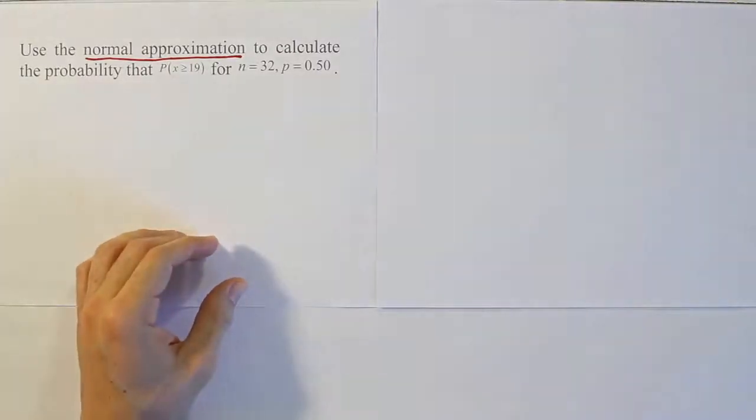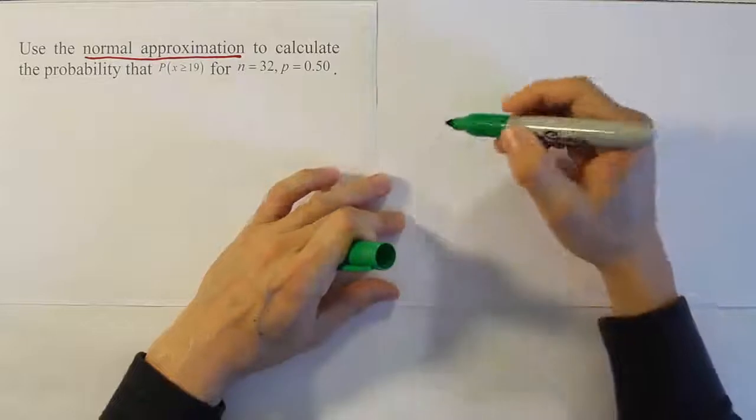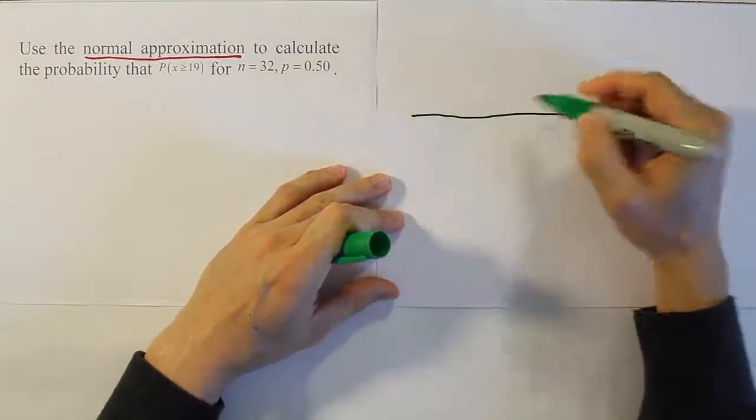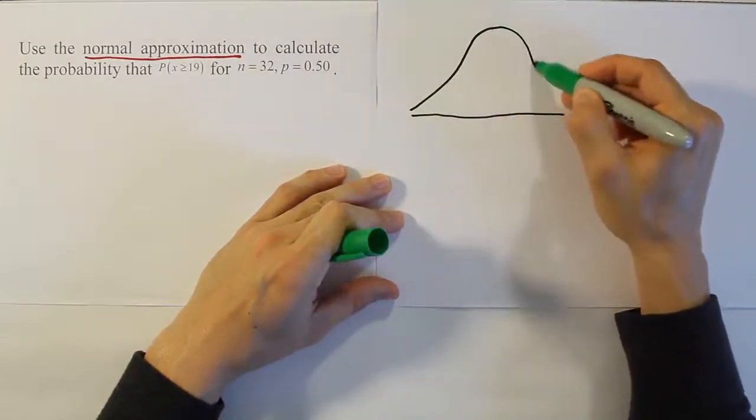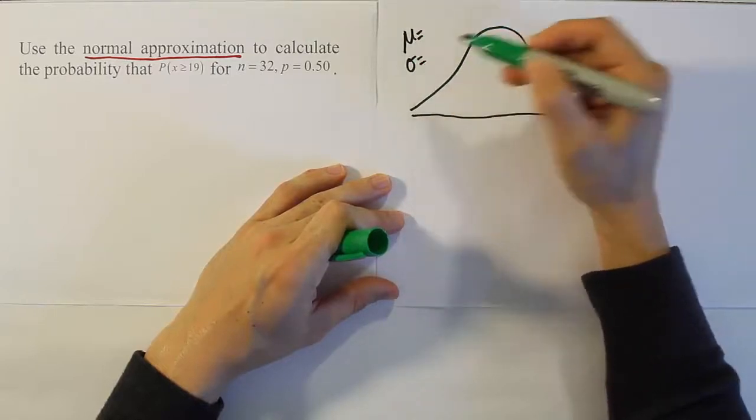So first thing we need to do, as we saw in the other videos, is draw the bell curve, right? And on the bell curve, we need to label its mean and its standard deviation. So let's draw the bell curve. Over here, we'll have the mean and standard deviation labeled.